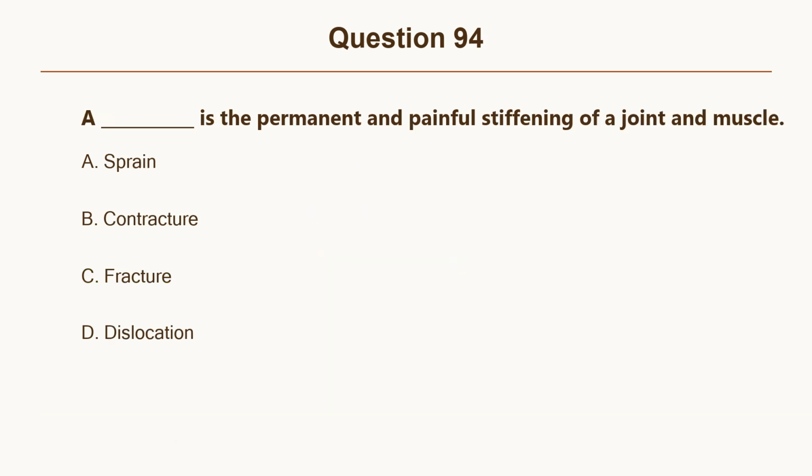Question 94. A blank is the permanent and painful stiffening of a joint and muscle. Option A, sprain. Option B, contracture. Option C, fracture. Option D, dislocation. The correct answer is option B, contracture.